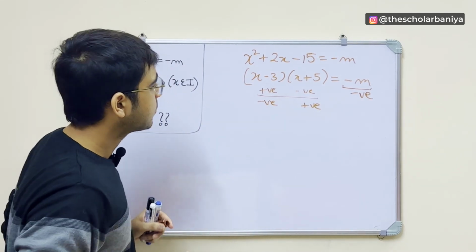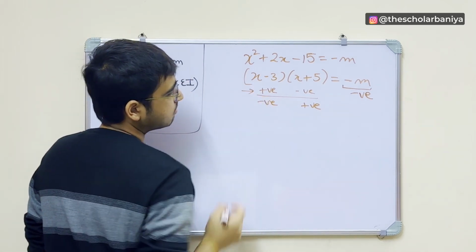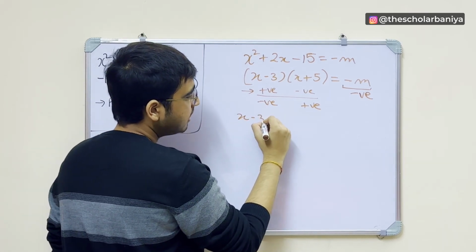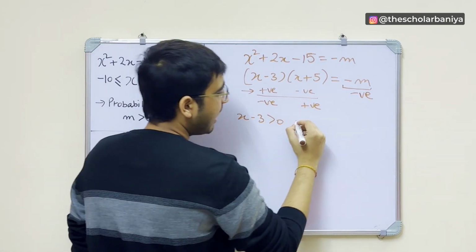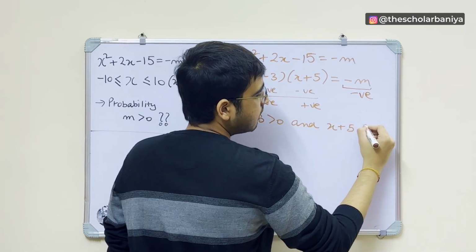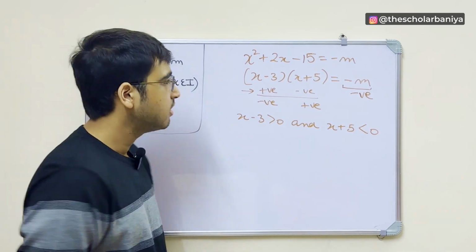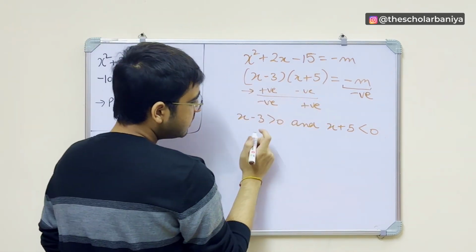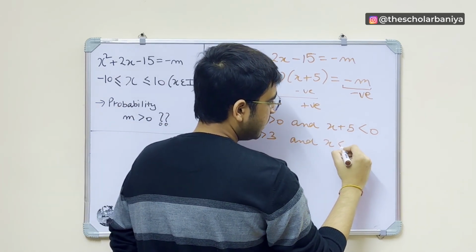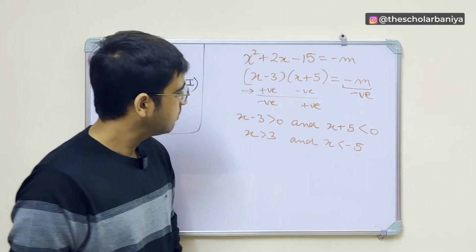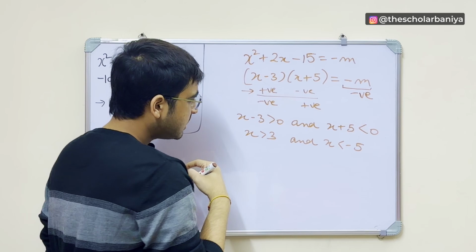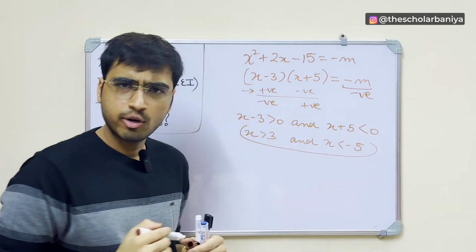Now let's take the case that this is positive and this is negative. If this is positive, this means x minus 3 is greater than 0, and this is negative, that means x plus 5 is less than 0. So if you solve, this comes out to be x is greater than 3 and x is less than minus 5. Now tell me, is this even possible? No.